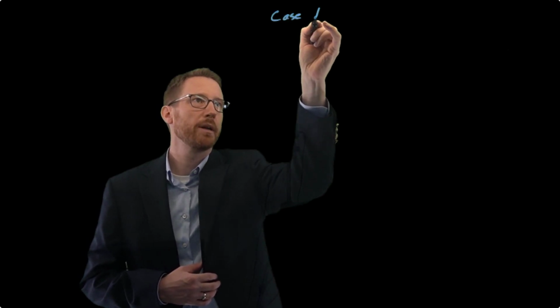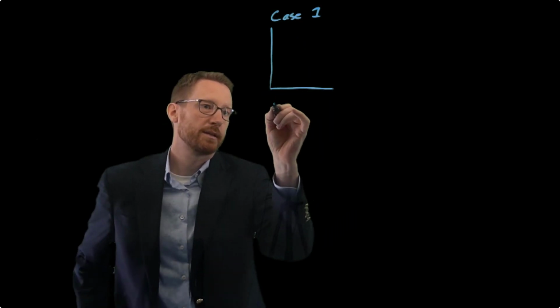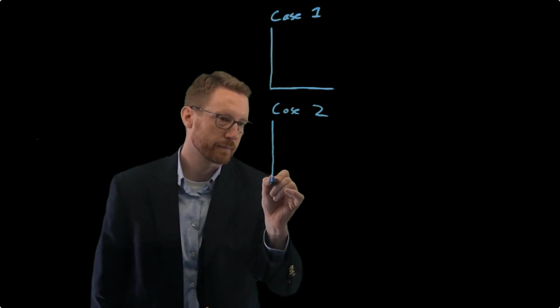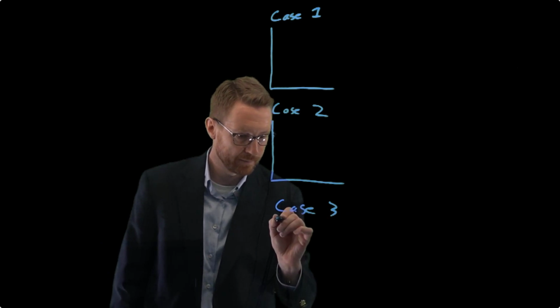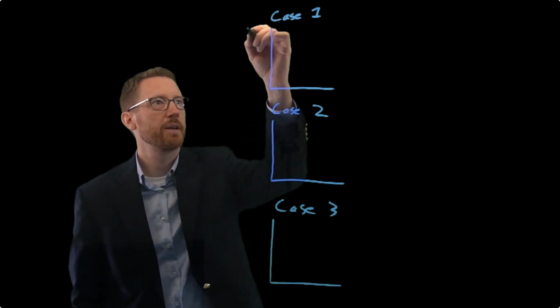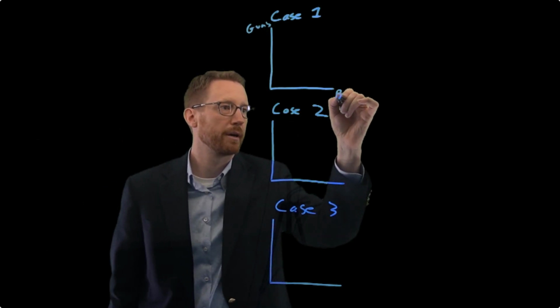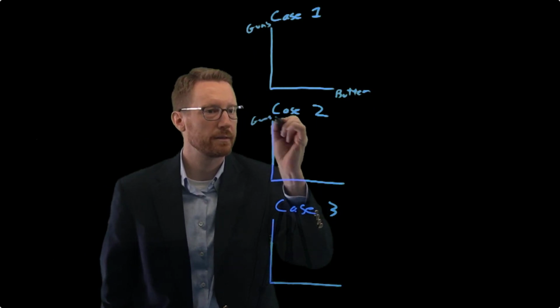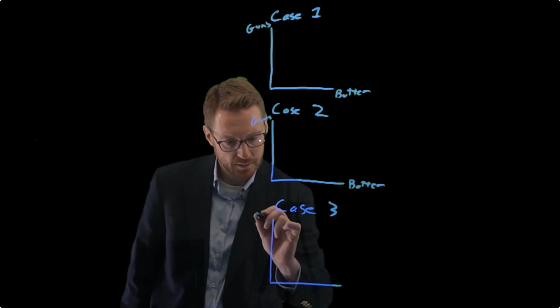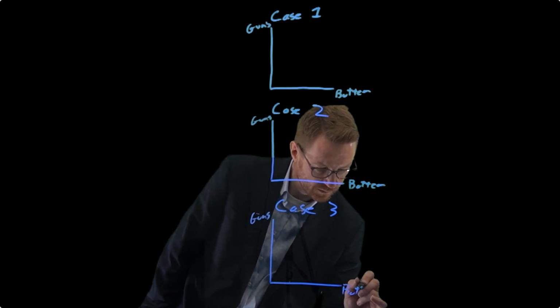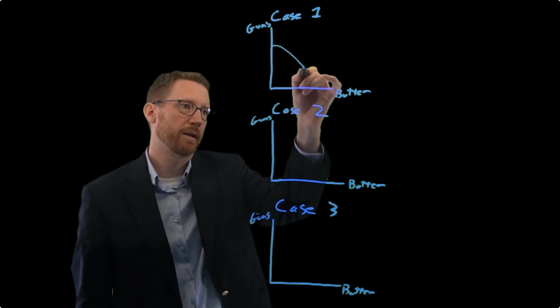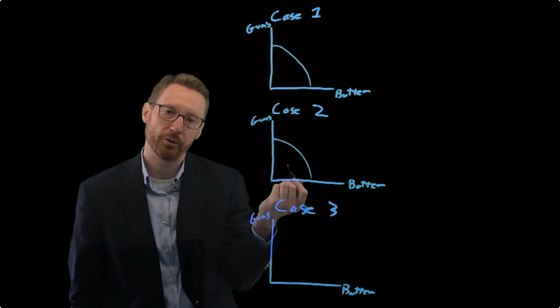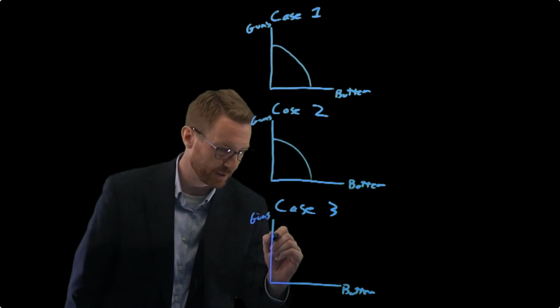So we have three cases to model of guns and butter production possibilities and economic growth. Let's start by just setting up three PPFs: one for case 1, one for case 2, and one for case 3. For each one of these, we're looking at guns versus butter. And I'm just going to arbitrarily draw in production possibility frontiers with a bow shape that represent increasing opportunity cost, probably a reasonable assumption.